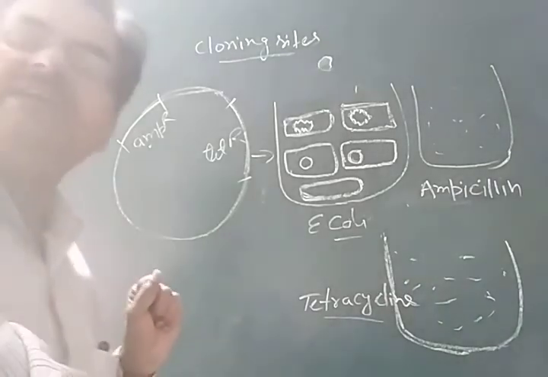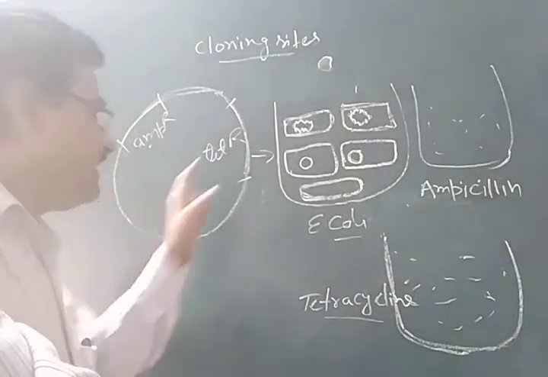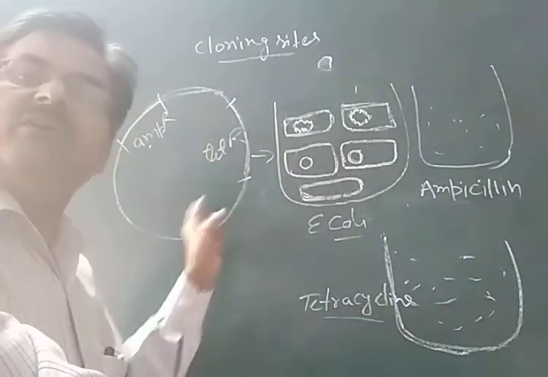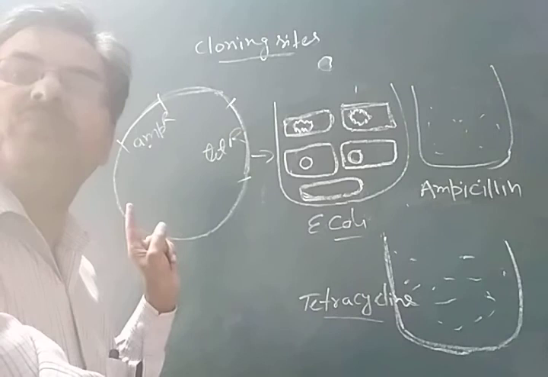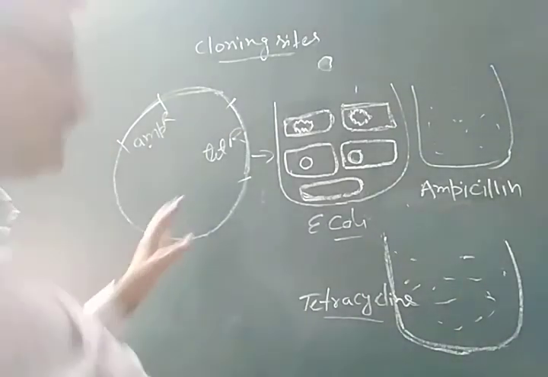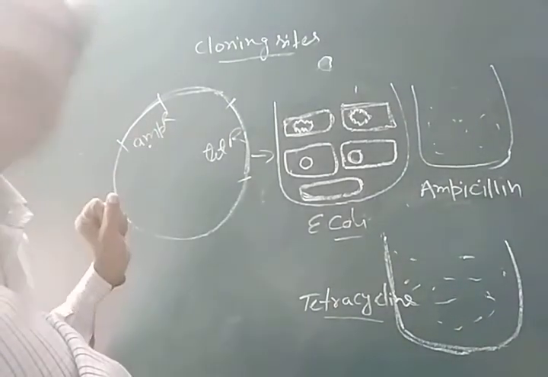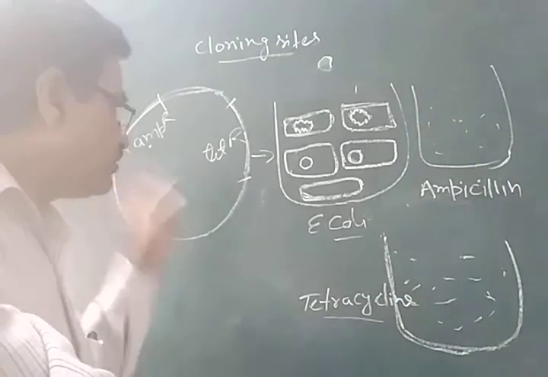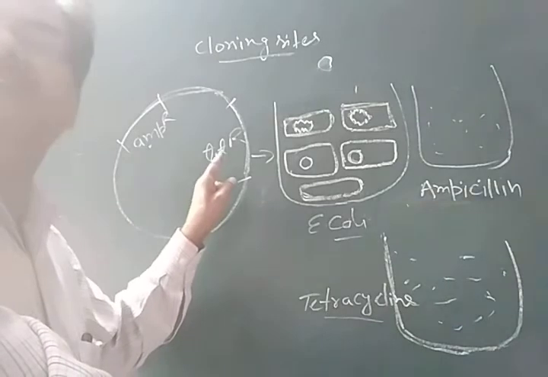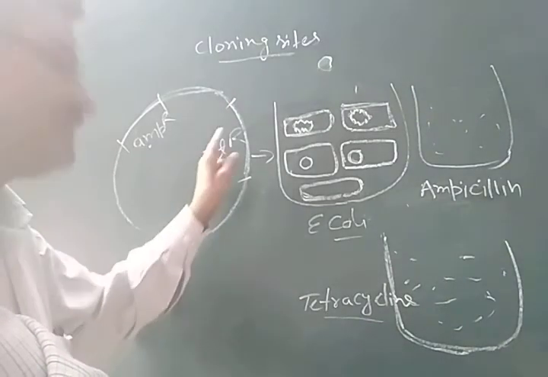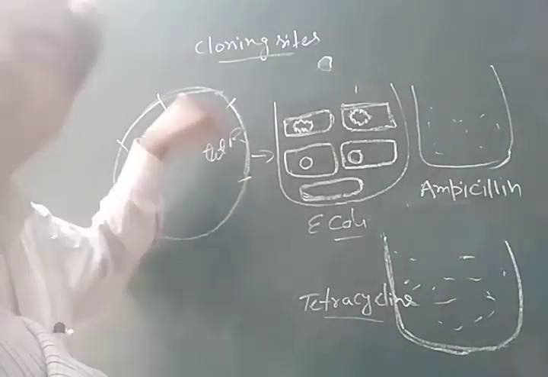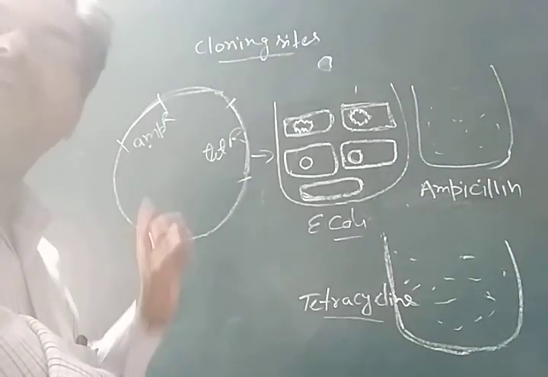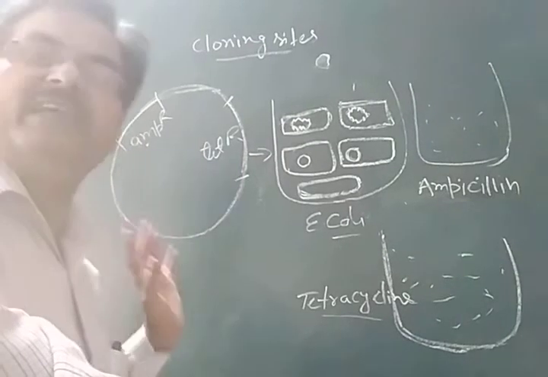And when the foreign DNA is ligated in the tetracycline resistance gene, the recombinant DNA will be produced, because after ligation it will form recombinant DNA. But in that recombinant DNA there will be no resistance against the tetracycline, because that gene has been inactivated due to the insertion of foreign DNA.